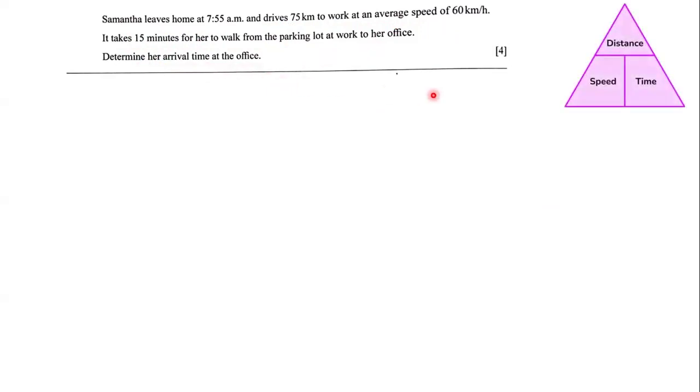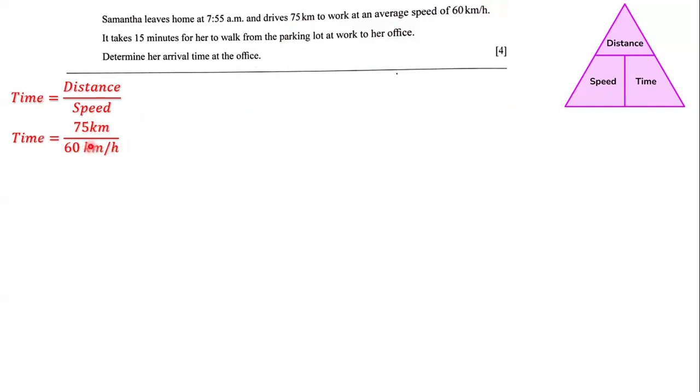Now, the first thing that we're going to consider is this distance, speed, time triangle, where time equals distance divided by speed. And that's the formula we're going to use. Time is equal to distance divided by speed. Now, what is the distance? Well, the distance is 75 kilometers, right? And what is the speed? The speed is 60 kilometers per hour.